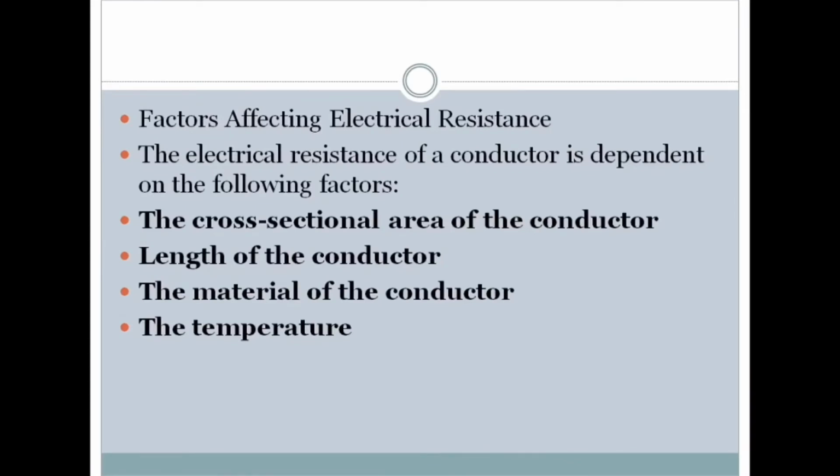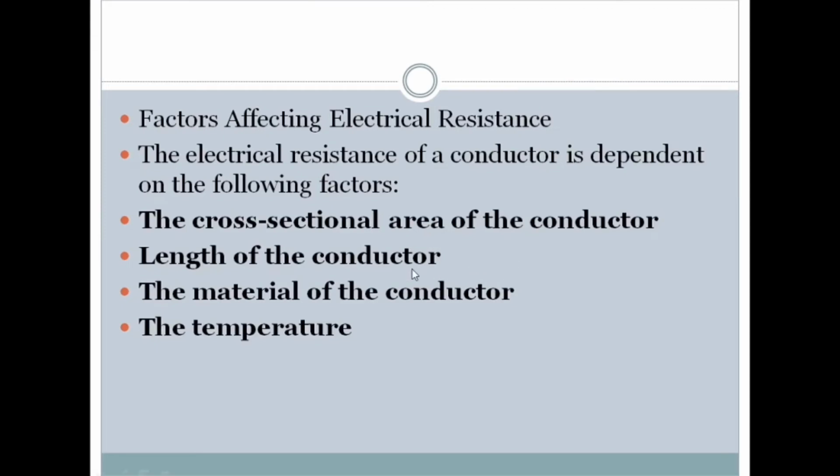Factors affecting electrical resistance. The first one is the cross-sectional area of the conductor. In a thick conductor, electrons get a larger area of cross-section to flow as compared to a thin conductor. So a thick conductor offers less resistance. That is, R is inversely proportional to the area of the conductor.